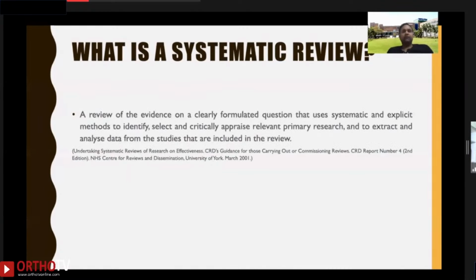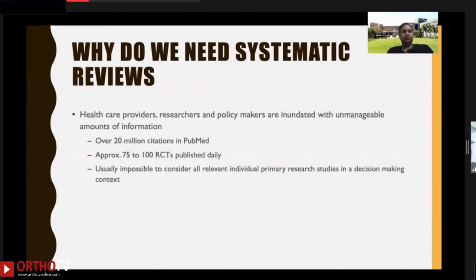It is a review of the evidence which is based on a clearly formulated question that uses systematic and explicit methods to identify, select, and then critically appraise the relevant primary research, and then you extract and analyze the data from those studies, and then you formulate your outcome in those systematic reviews.